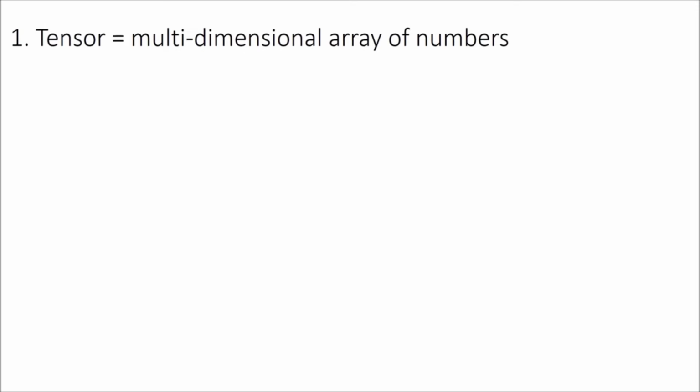First attempt at a definition for tensors, I'll just read it off. So a tensor is a multi-dimensional array of numbers. And by array, I basically just mean grid. So a grid of numbers. Okay, so let's see some examples of what this might look like.